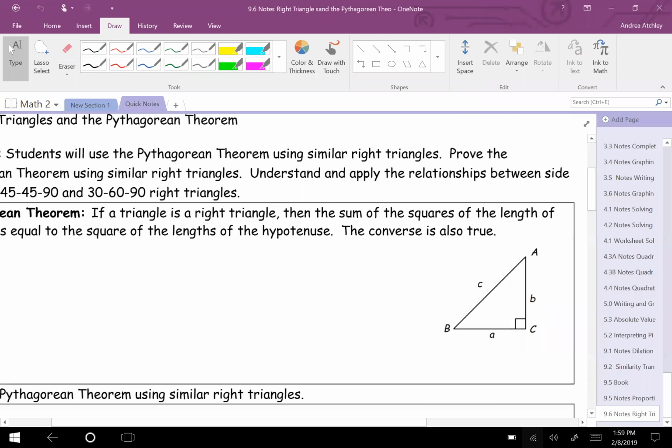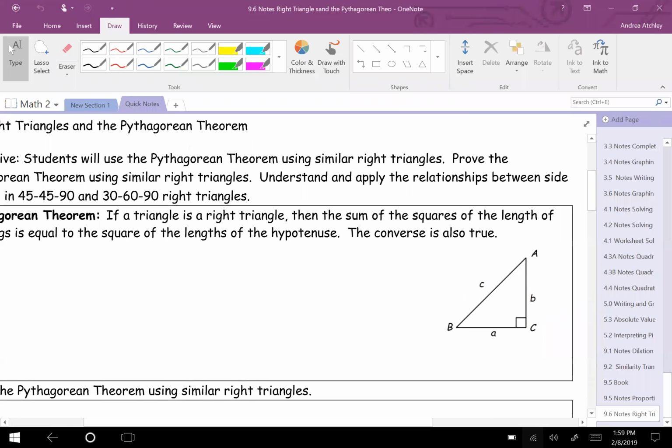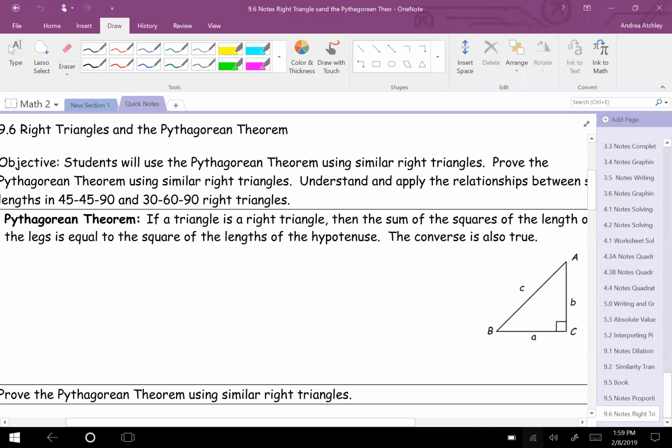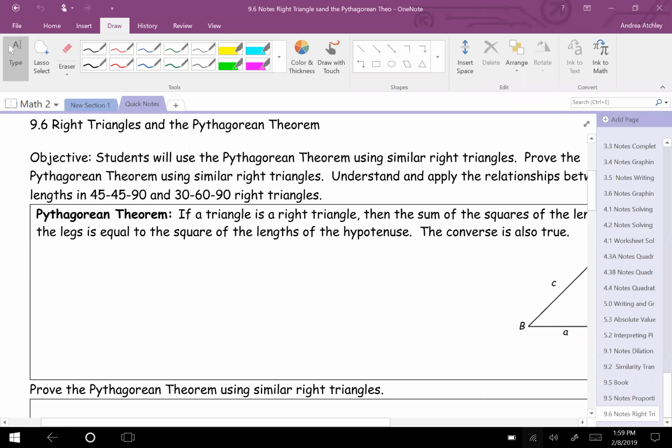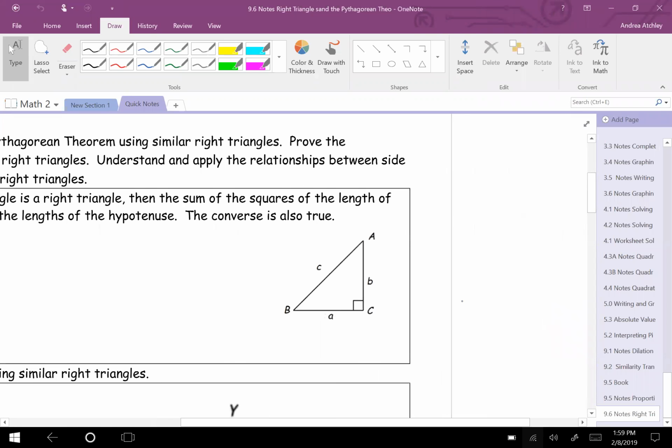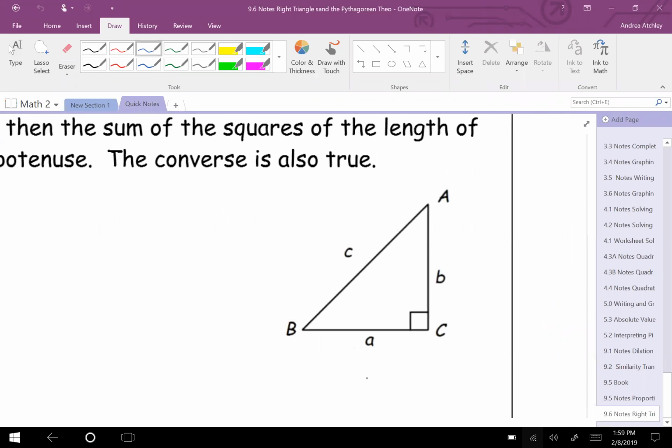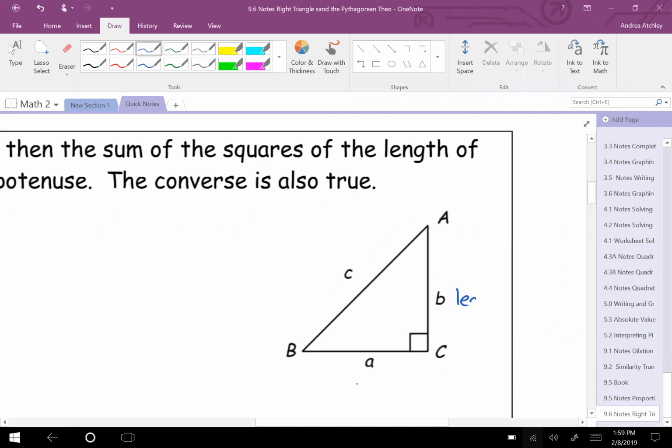Okay, if a triangle is a right triangle, then the sum of the squares of the lengths of the legs is equal to the square of the length of the hypotenuse, and also the converse is true. So that means, here's my triangle. B would be a leg, A would be a leg. The legs are the sides that make up the right angle. The C is the side that's opposite the right angle, and that's the hypotenuse.